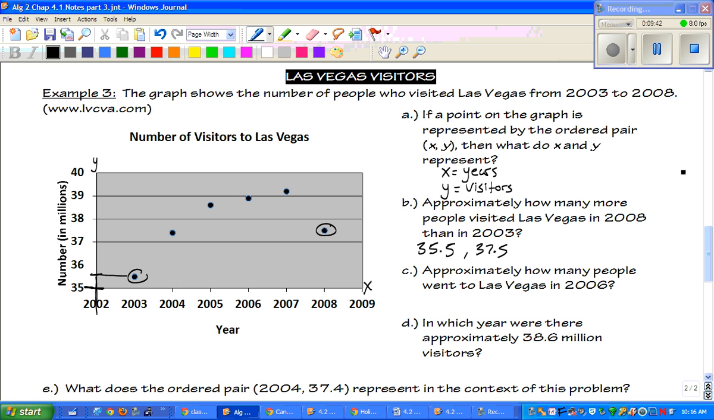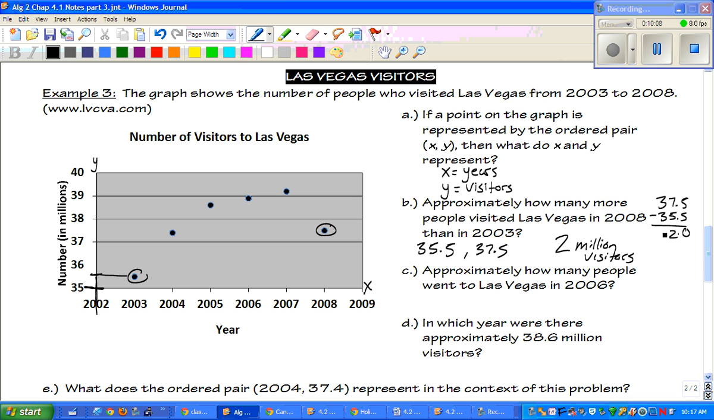So the difference between those, we would have to subtract them. So 37.5 minus 35.5, and we would get 2. So that is 2, and we're talking about million visitors. That is the difference. All right, C.